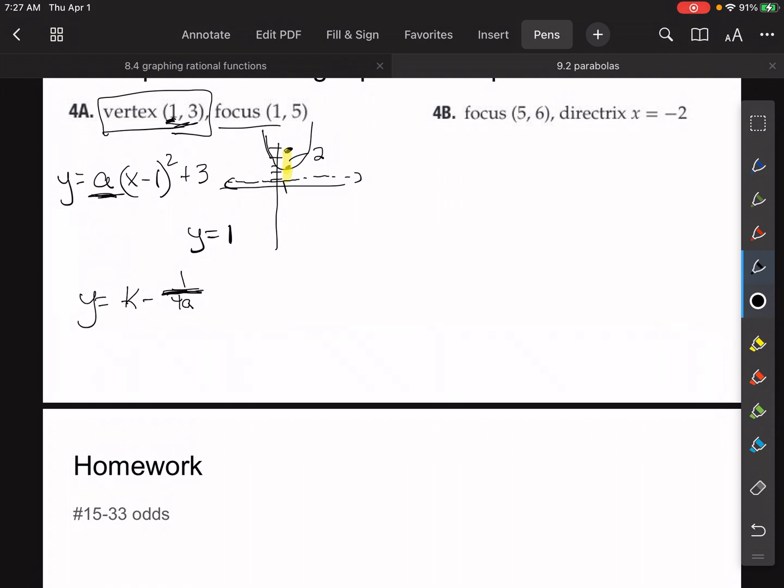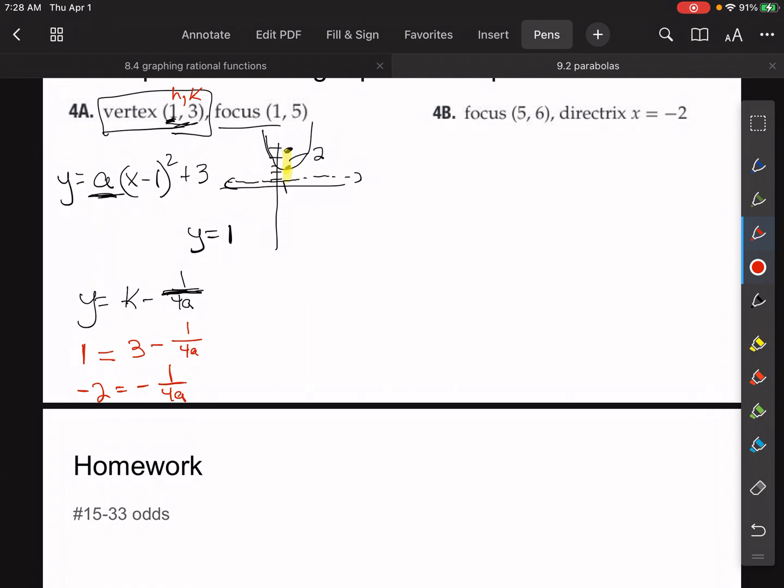Okay, so let's plug in what I know. Okay, so I know that the y value is 1. So I can say, okay, 1 is equal to, and then the k value is just the k value on the vertex. Remember that this is (h, k). Okay, so the k value would be 3 minus 1 over 4a. Okay, so let's try to get a by itself there. So let's move the 3 over by subtracting it. So I get negative 2 is equal to negative 1 over 4a.